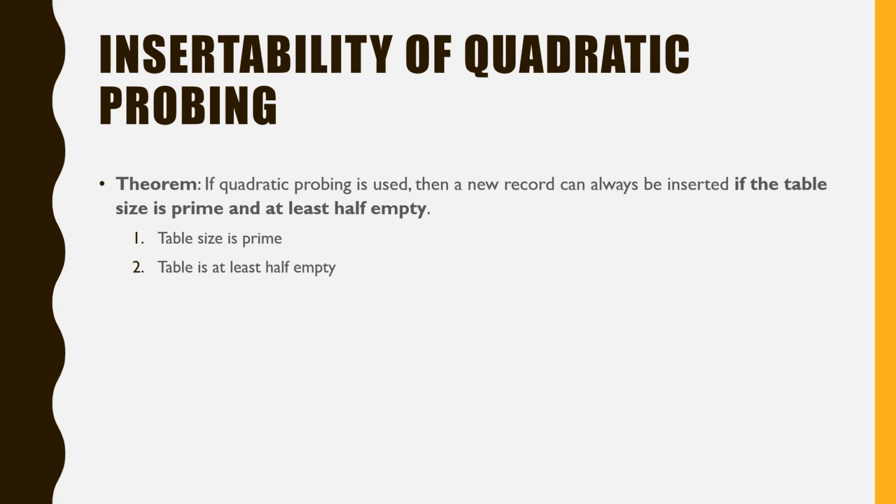To address this issue, we presented a theorem in the previous video. The theorem says that we can always insert a new record into a hash table implementing quadratic probing if the table size is prime and at least half empty. Note that we can easily ensure both conditions with table doubling. In this video, we will go over the details and prove this theorem.